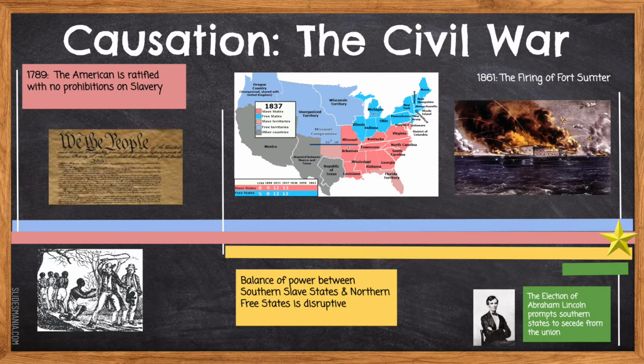Looking at the Civil War as an example, we can see some of the main causes. Obviously, the long-term cause of the Civil War was the institution of slavery, which was ratified into the Constitution in 1789. As the United States grew bigger, the balance of power between the southern states and northern states began to disrupt the Union, and there were sectional divides. And then finally, in 1860, Abraham Lincoln is elected president, prompting southern states to secede from the Union. The triggering event of the Civil War, what started it all, was the firing on Fort Sumter in April of 1861.